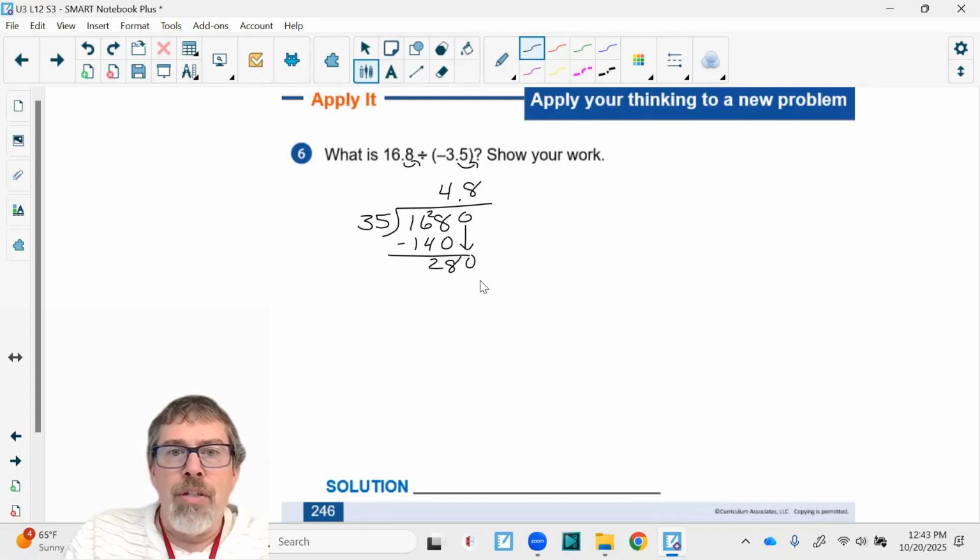8 times 5 is 40. 8 times 3 is 24, plus 4 is 28. Subtract and have no remainder. So 16.8 divided by a negative 3.5 is negative 4.8. Okay.